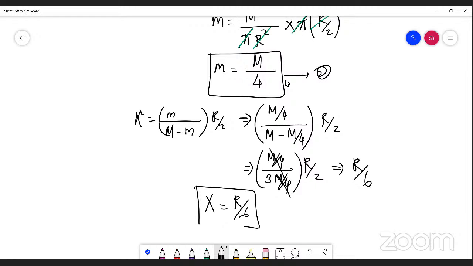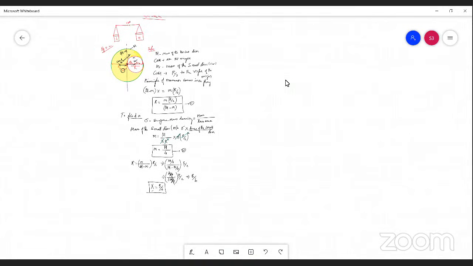What does this indicate? We can simply say, what is this x? Actually, this is the distance of the center of mass of the left disk, or the disk which is cut. And it is to the left of the origin. So we can conclude that the distance R by 6 indicates here is that the position of the center of mass of the disk which is cut is at a distance of R by 6 to the left of the origin.